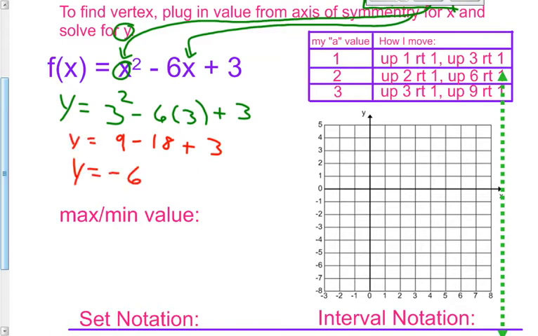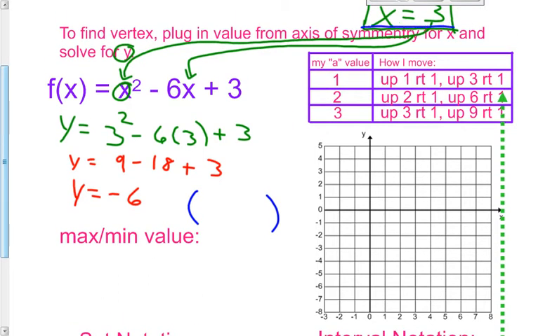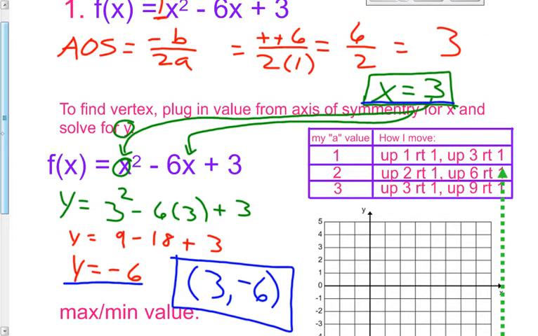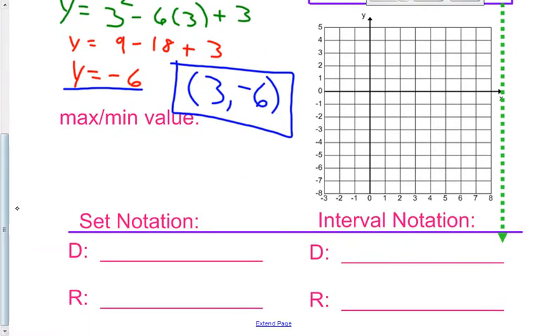So now class, I'm going to be very picky on this. If you say that your vertex is a negative 6, I'm going to count that incorrect. That is not your vertex. Your vertex is an xy ordered pair. So your vertex is going to be the x-coordinate of the axis of symmetry, which is 3, and it's going to have a y-coordinate after you substitute in that x. So the y-coordinate is a negative 6. So I want to see this for your vertex. To be clear once again, make sure for your axis of symmetry, you have an x equals line. For your vertex, you have an xy ordered pair of 3, negative 6.